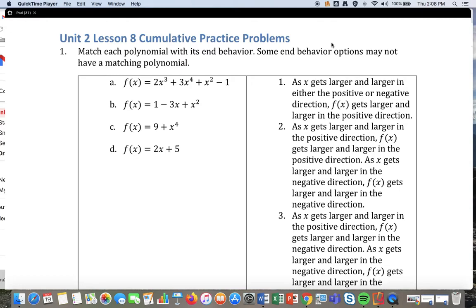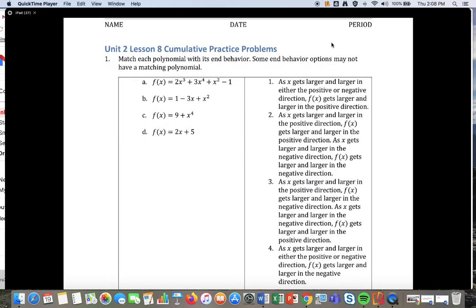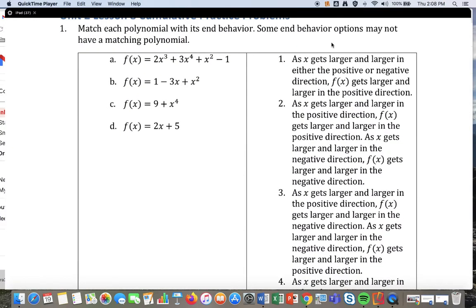Okay, I'm going to explain a little bit more in depth about end behavior, and to do that, I'm going to use the practice problems from lessons 8 and 9. I'll have those available to you as well. So match each polynomial with its end behavior. We want to take a look at the first one.